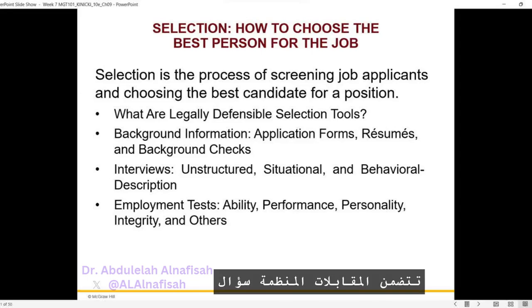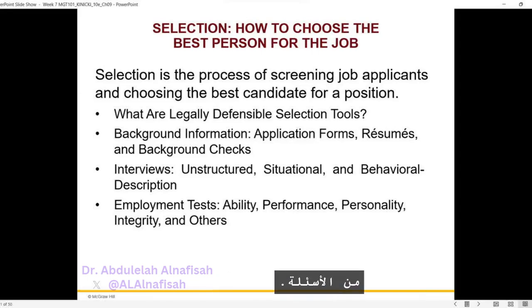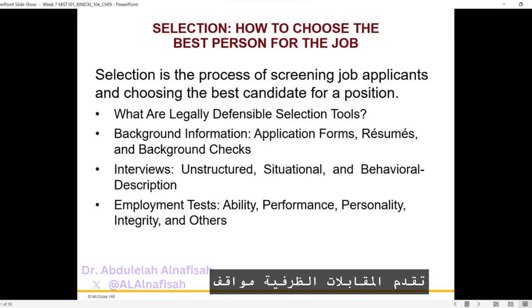Structured interviews, on the other hand, involve asking each applicant the same set of questions and comparing their responses against standardized answers. Situational interviews present hypothetical job situations to applicants and assess their responses. Behavioral description interviews explore applicants' past behaviors in job-related situations.